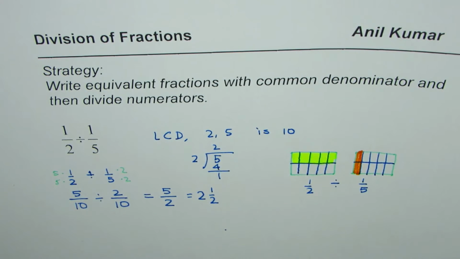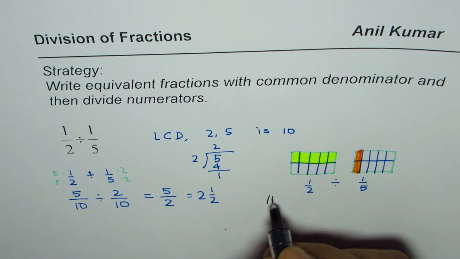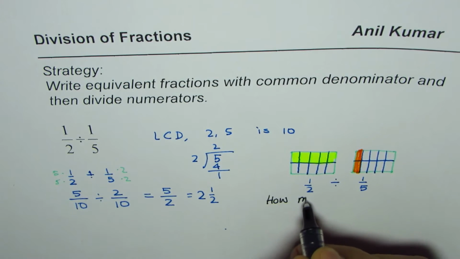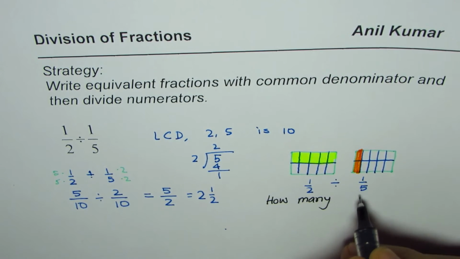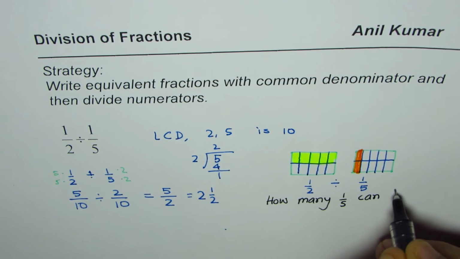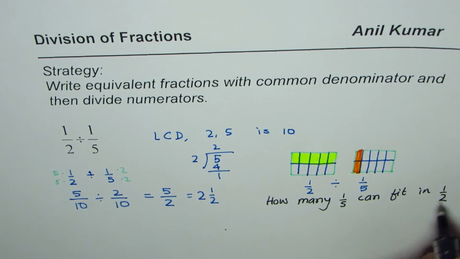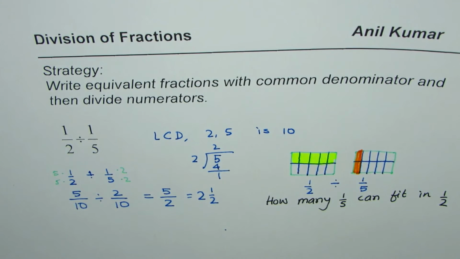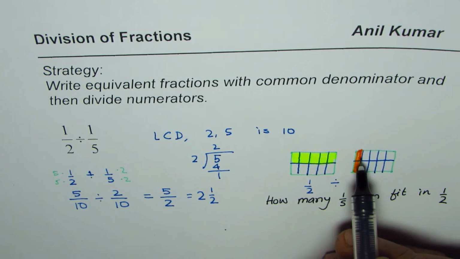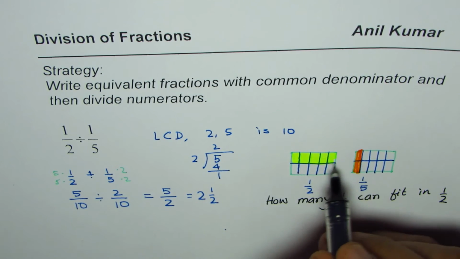Now, what are we trying to find? We're trying to find the answer to one question, and that is how many 1/5's can fit in half. That is what we're trying to find, right? We know all these are exactly the same size cells. So we'll see how many can fit.